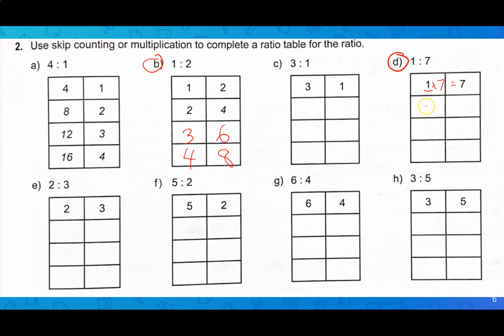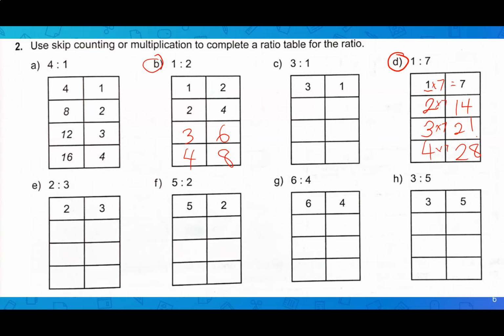So we can assume that the second number will be a 2. And if we multiply by 7, we get 14. Now we can see that this column is simply increasing by 1. If we multiply 3 by 7, we get 21, and then 4 times 7 is 28.